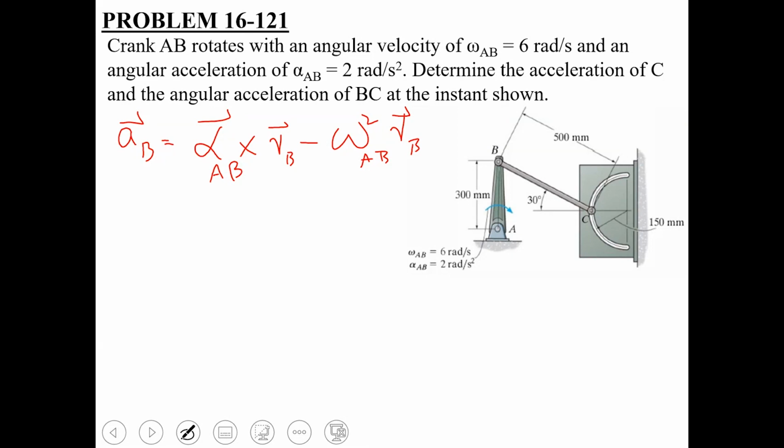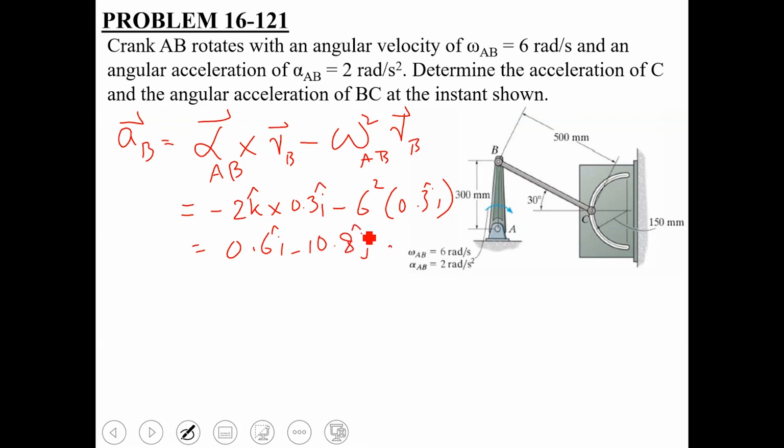So alpha cross R minus omega square R, again alpha is given to you as 2 radians per second squared in a clockwise direction, so you are going to write it as minus 2k cross 0.3 I, similarly minus omega AB, which is 6 squared, times 0.3 I. So this would become 0.6 I minus 10.8 J meter per second square. So this is going to be the absolute acceleration of point B. Clear till here?